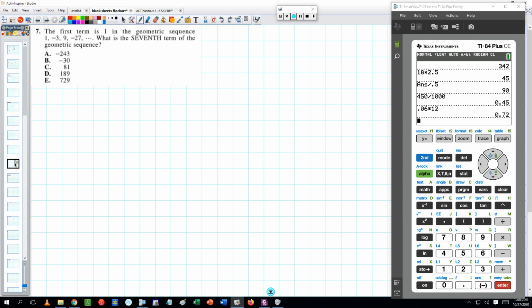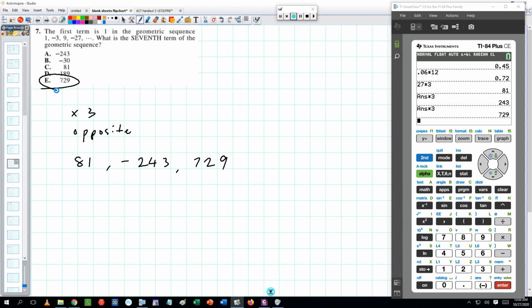The first term is 1 in the geometric sequence 1, negative 3, 9, negative 27. You see how the numbers are going up by 3? So we're multiplying by 3, and the signs are opposite from one to the next. We have the first 4, so I'm going to multiply 27 by 3. That gives me the 5th one, and that'll be positive. I'll multiply that by 3. That'll give me the 6th one. I'll need to make that negative because we alternate. The next one will be the 7th term, 729, and I keep that sign. Our answer is E for the 7th term.